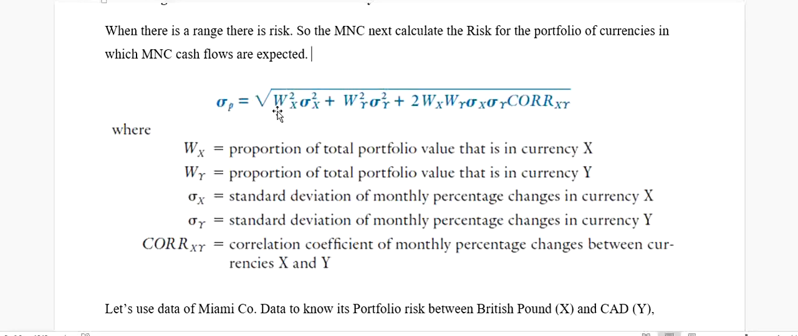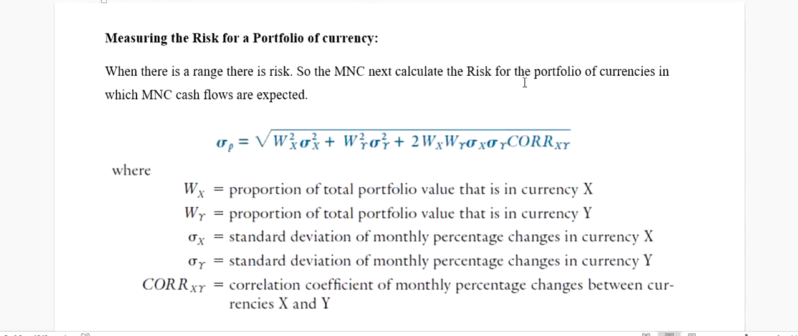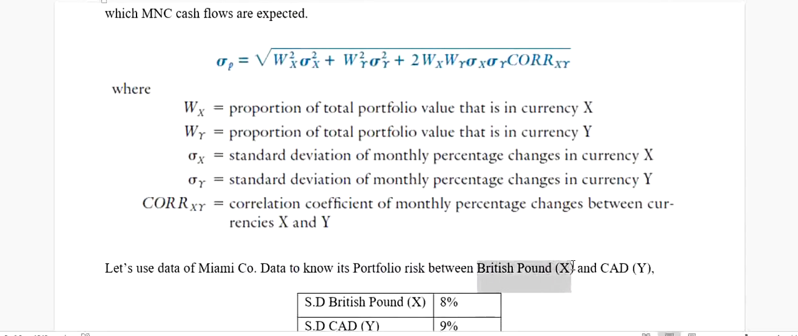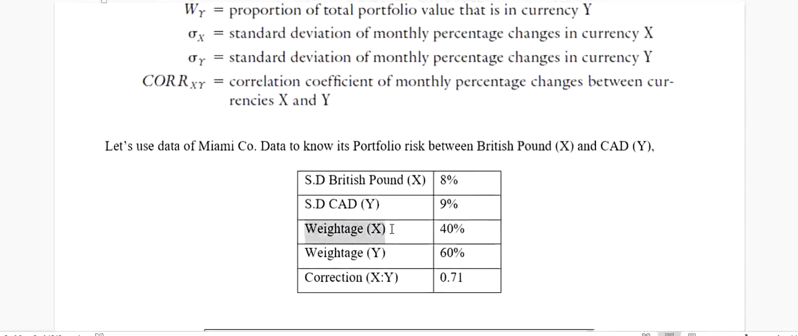W represents the weightage. Weightage means how much of your cash flows are coming from which currency. That would be your weightage. So W, whatever your weightage percentage is, you will take the square of that. And X represents the currency for which we are referring. Look at this, WX is the portion of the total portfolio value that is in currency X. So let's say my currency X is pounds. Then the W would represent how much weightage or portion of the total portfolio is in pounds. So let's say 40% of my portfolio is related to pounds.